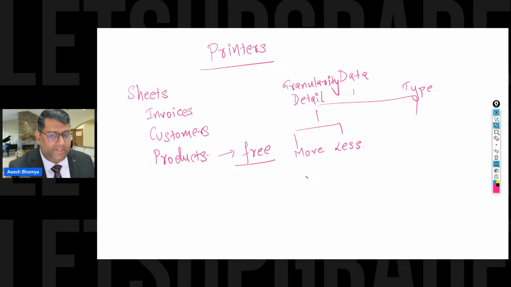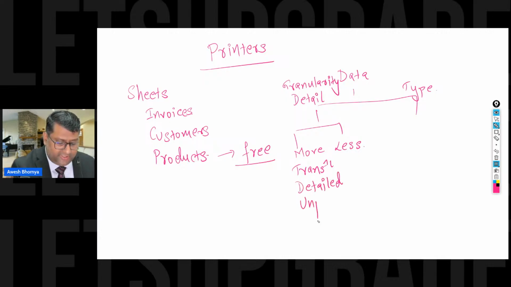Now, when you say more detail, we are basically talking about data wherein you have, for example, in our data set, data at the transactional level. So when you have more detail, it's called transactional data, or detailed data, or unpivoted data. Basically, data which is not yet pivoted or summarized. And finally, this is also called granular data.